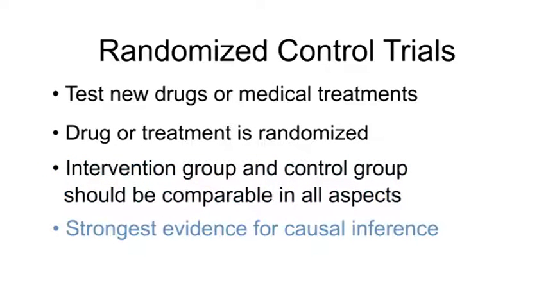Randomization provides the strongest evidence for causal inference. Randomization basically allows us to say, if everything else is the same, what is the effect of just the exposure on the outcome?